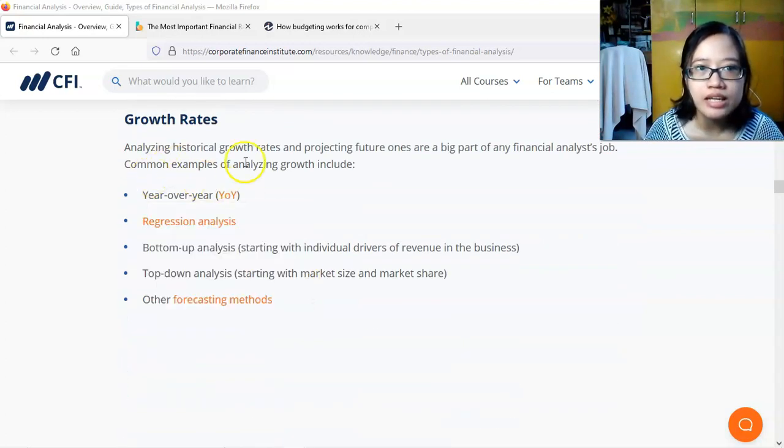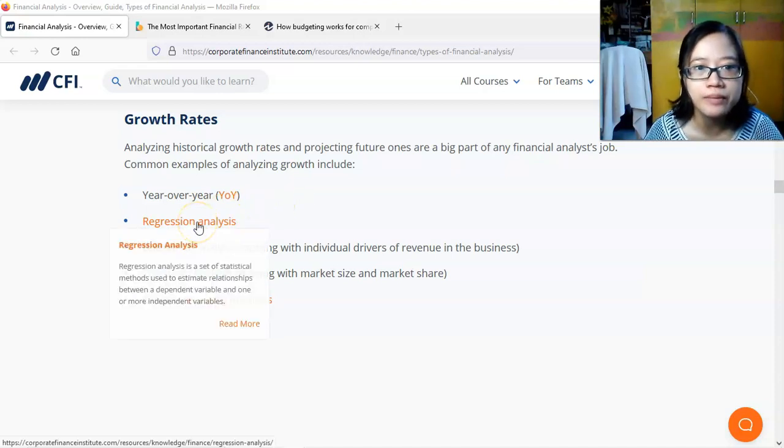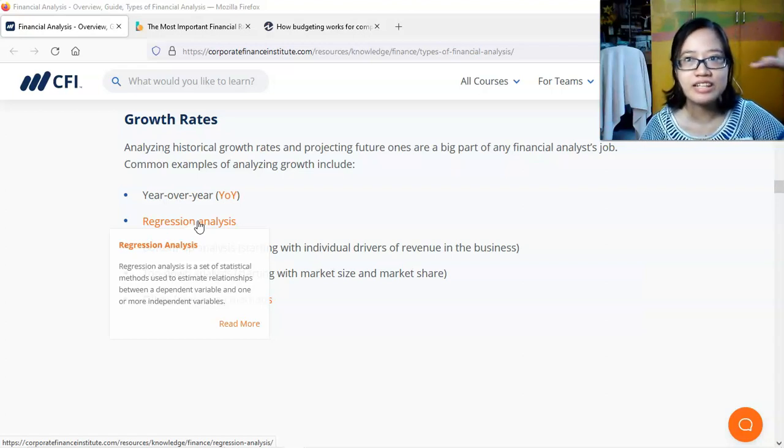Growth rates. Okay, kasunod na. Analyzing historical growth rates and projecting future ones are a big part of any financial analyst job. Common examples of analyzing growth, yung year over year, horizontal analysis. And then yung regression analysis, ang ginagawa naman dito is, kapag nag-increase yung certain item, meron bang similar reaction yung other items in the financial statements, okay?